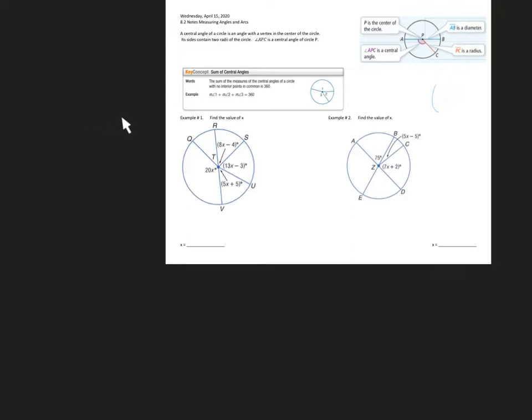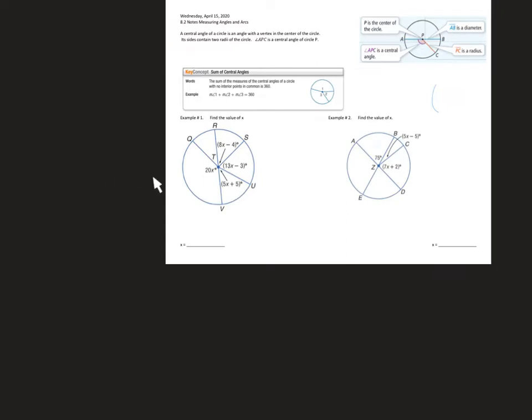A central angle of a circle is an angle with a vertex in the center of the circle. Its sides contain two radii of the circle. If I take a look over here in my circle P to the right, angle APC is a central angle of circle P. This angle is at the center of the circle, and AP and PC are both radii of my circle. So that is what we call a central angle.